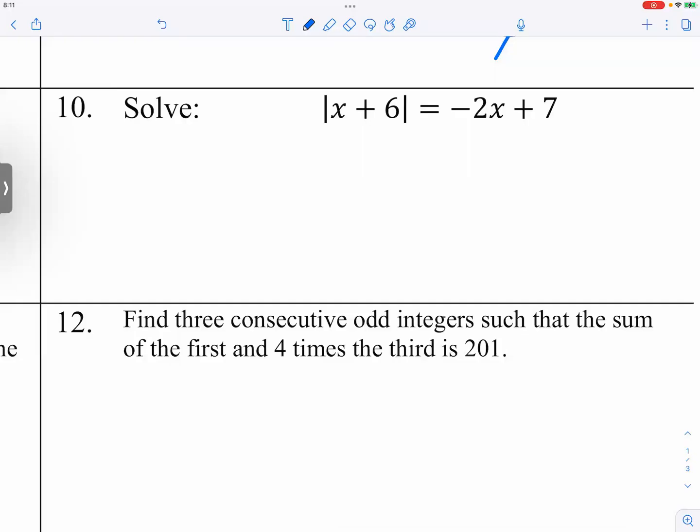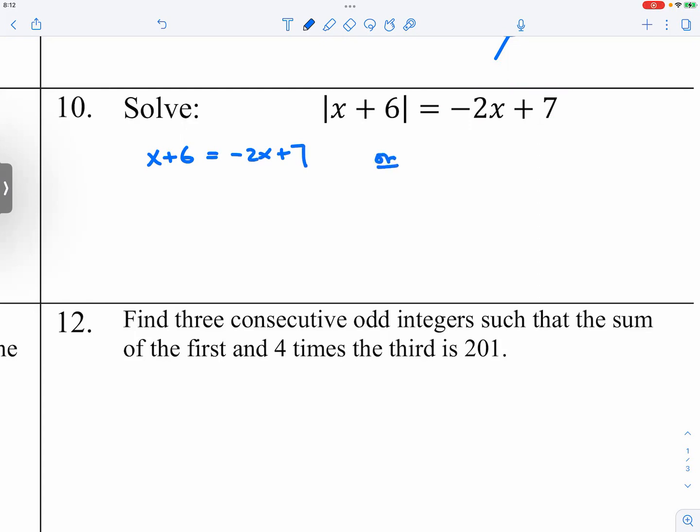For question number 10, okay. Now, what I want to emphasize for number 10 is this. You have a lot of stuff on the right-hand side, which is fine, okay? So when you break it down, you have x plus 6 equals the normal version of it.